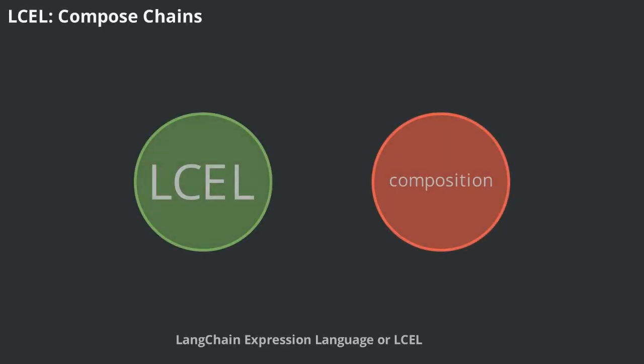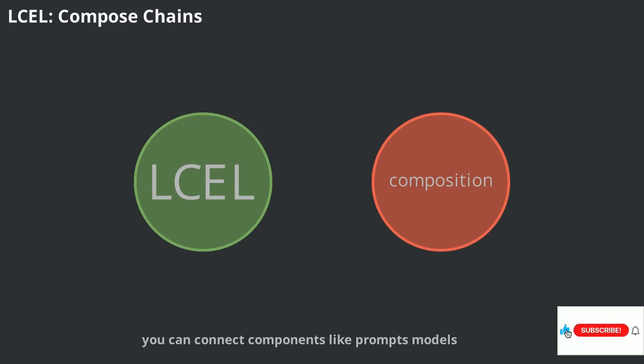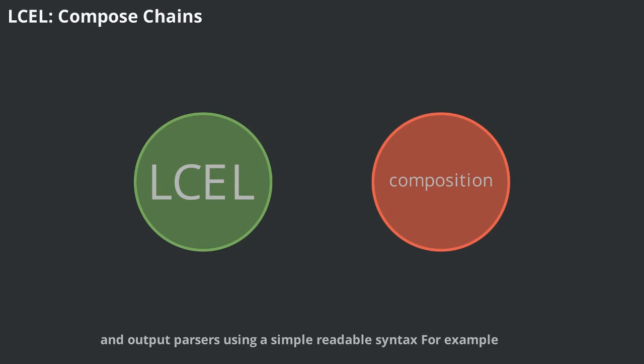LangChain Expression Language, or LCEL, is a modern way to compose chains. With LCEL, you can connect components like prompts, models, and output parsers using a simple, readable syntax. For example, you might write chain = prompt | llm | output_parser to define a workflow. This makes your code more intuitive and easier to maintain, especially as your applications grow in complexity.